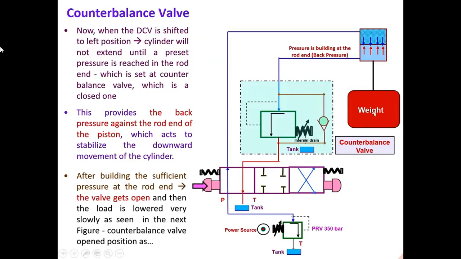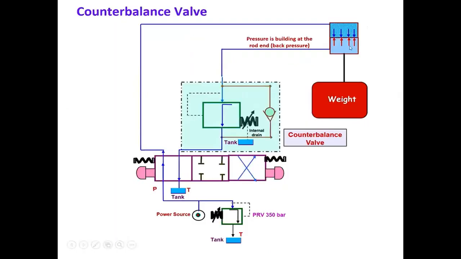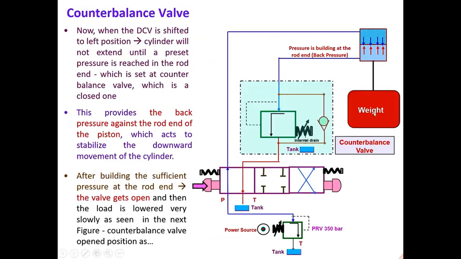So, see, the counterbalance valve. This is a pressure control valve. Now see in this figure, when the DCV is shifted to the left position, the cylinder will not extend until the preset pressure is reached.